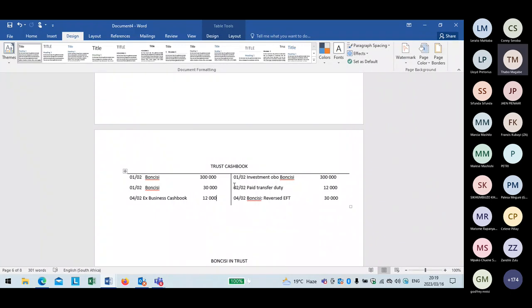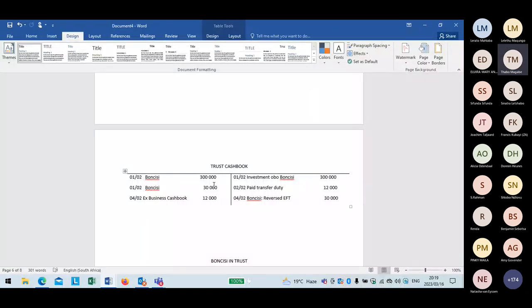Can we deal with the question as it is? The question says the EFT was reversed. Can we please deal with that? The principle says when it has been reversed, you must show the reversal in your books of account. If there is a deficit in your trust account, you must do two things. Report to the LPC and correct the deficit by transferring from your business account to the trust account.